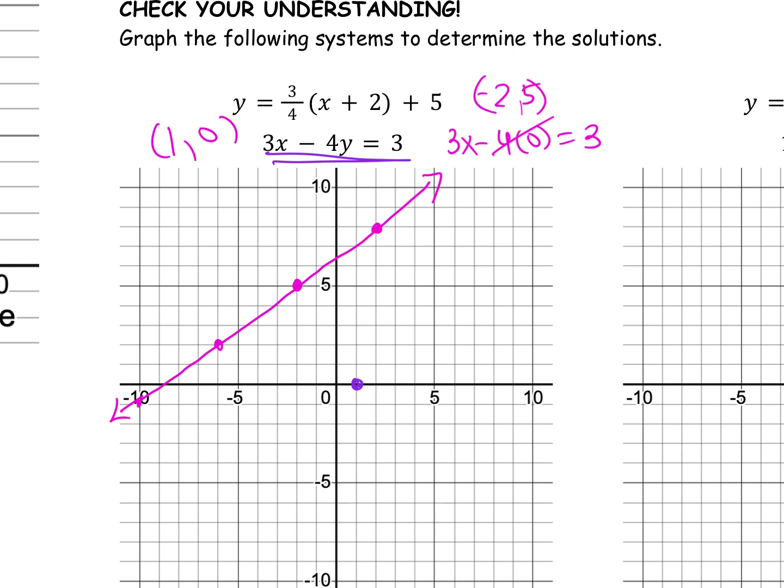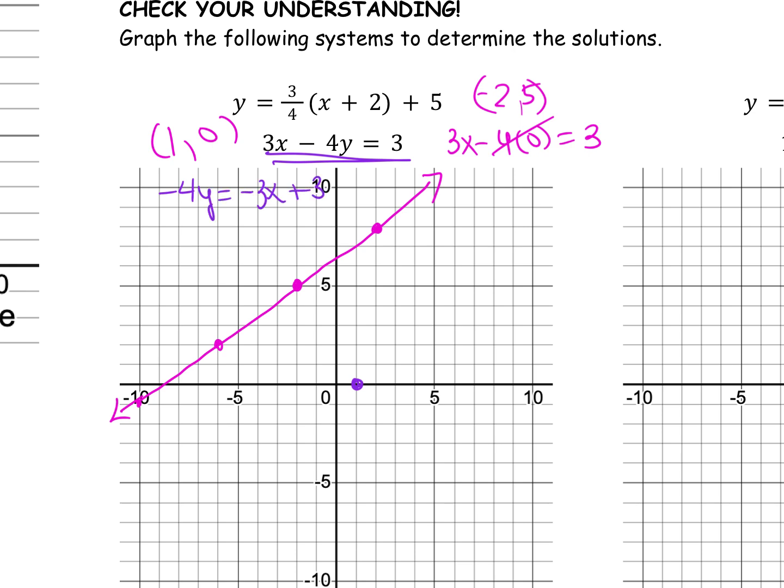We okay with that? Okay. What about my y-intercept? Is it any good? It's -3/4. That's not any good, right? So we're going to have to solve it. So what would I do first to solve this? So I got negative 4y equals negative 3x plus 3.